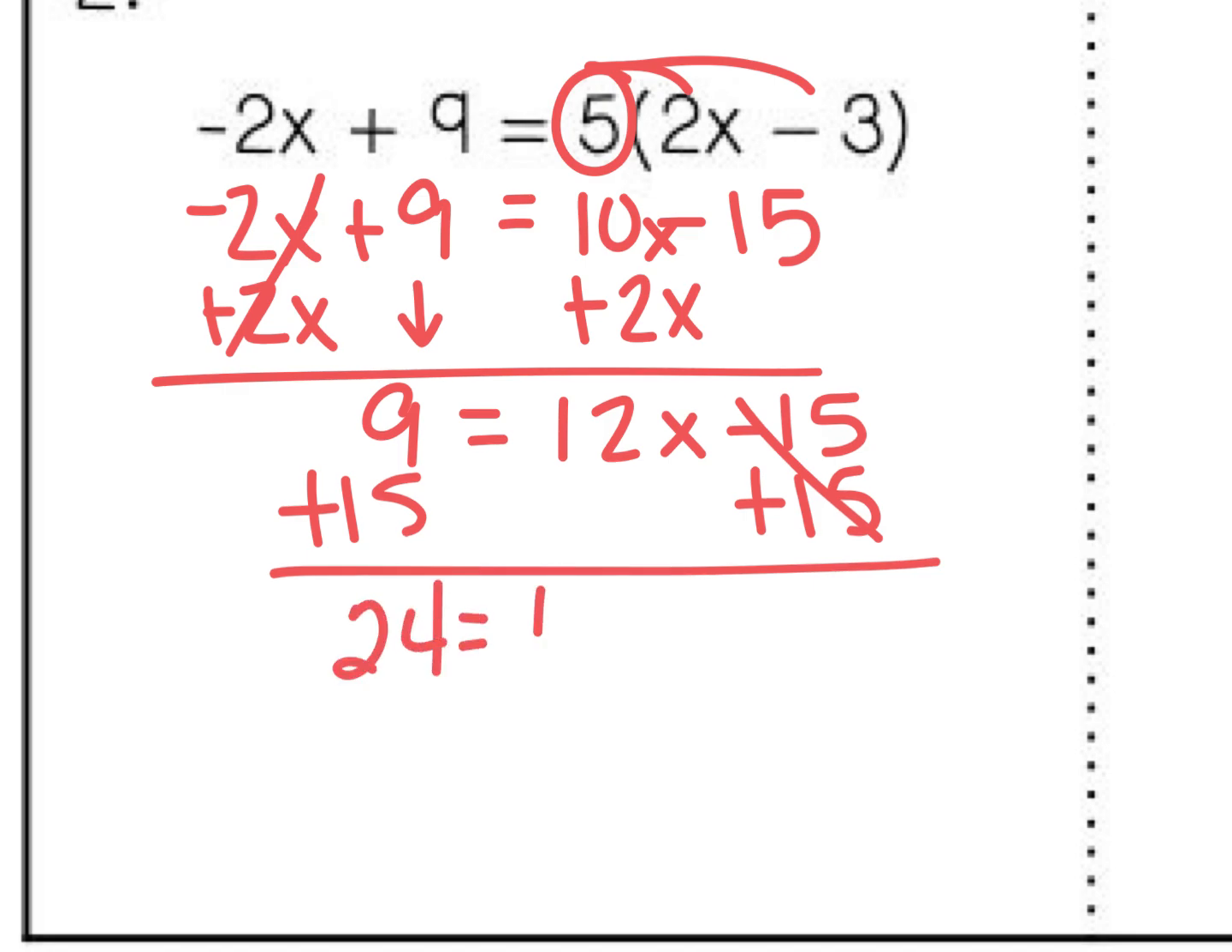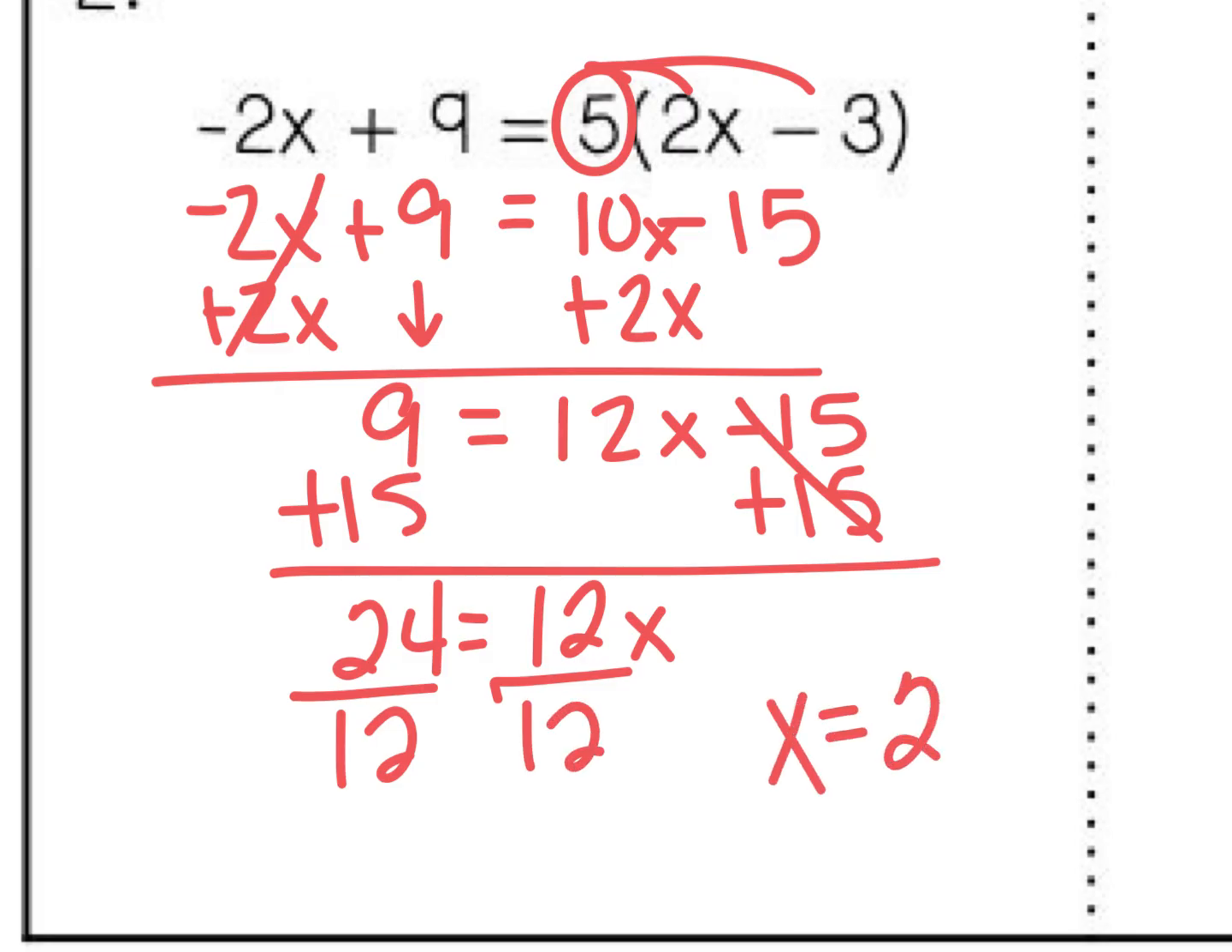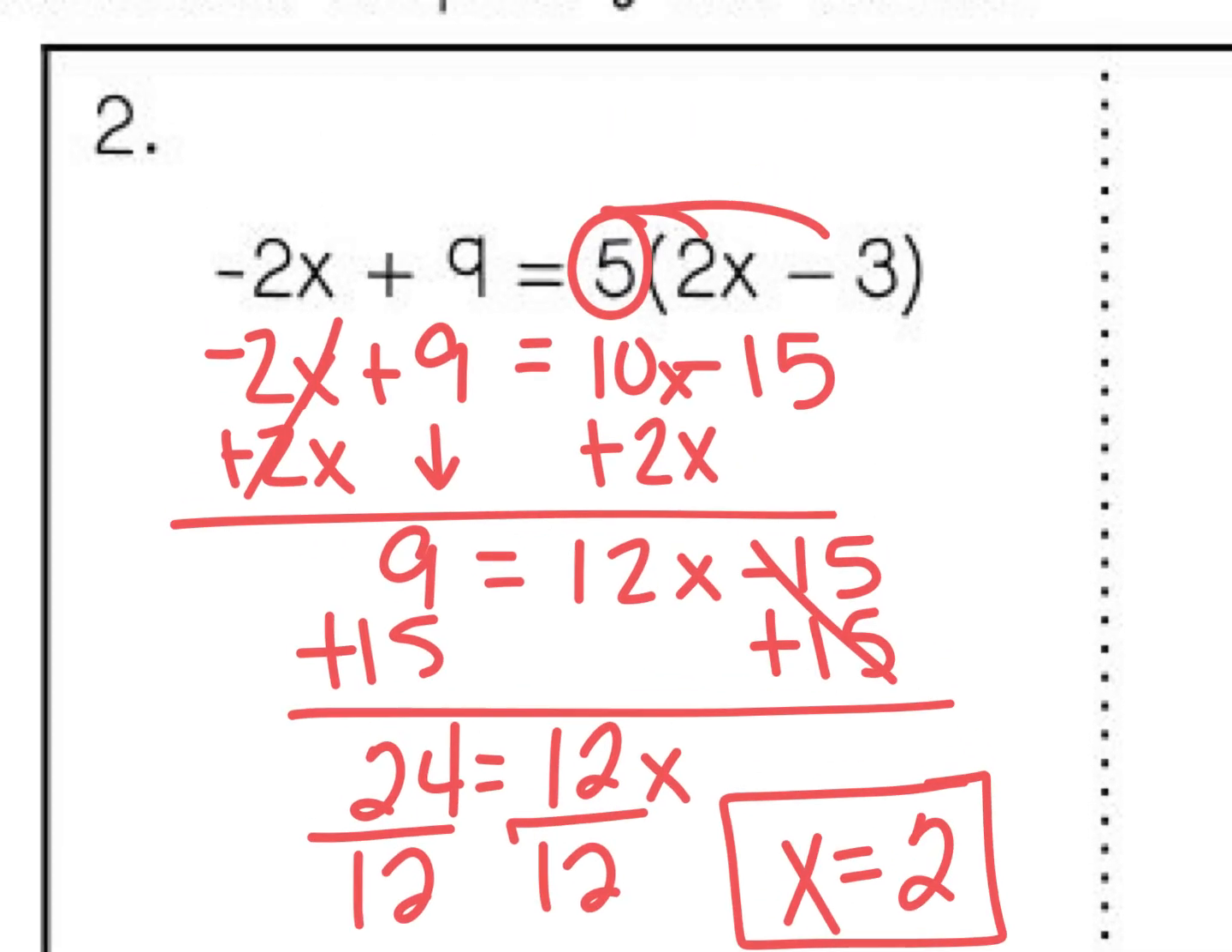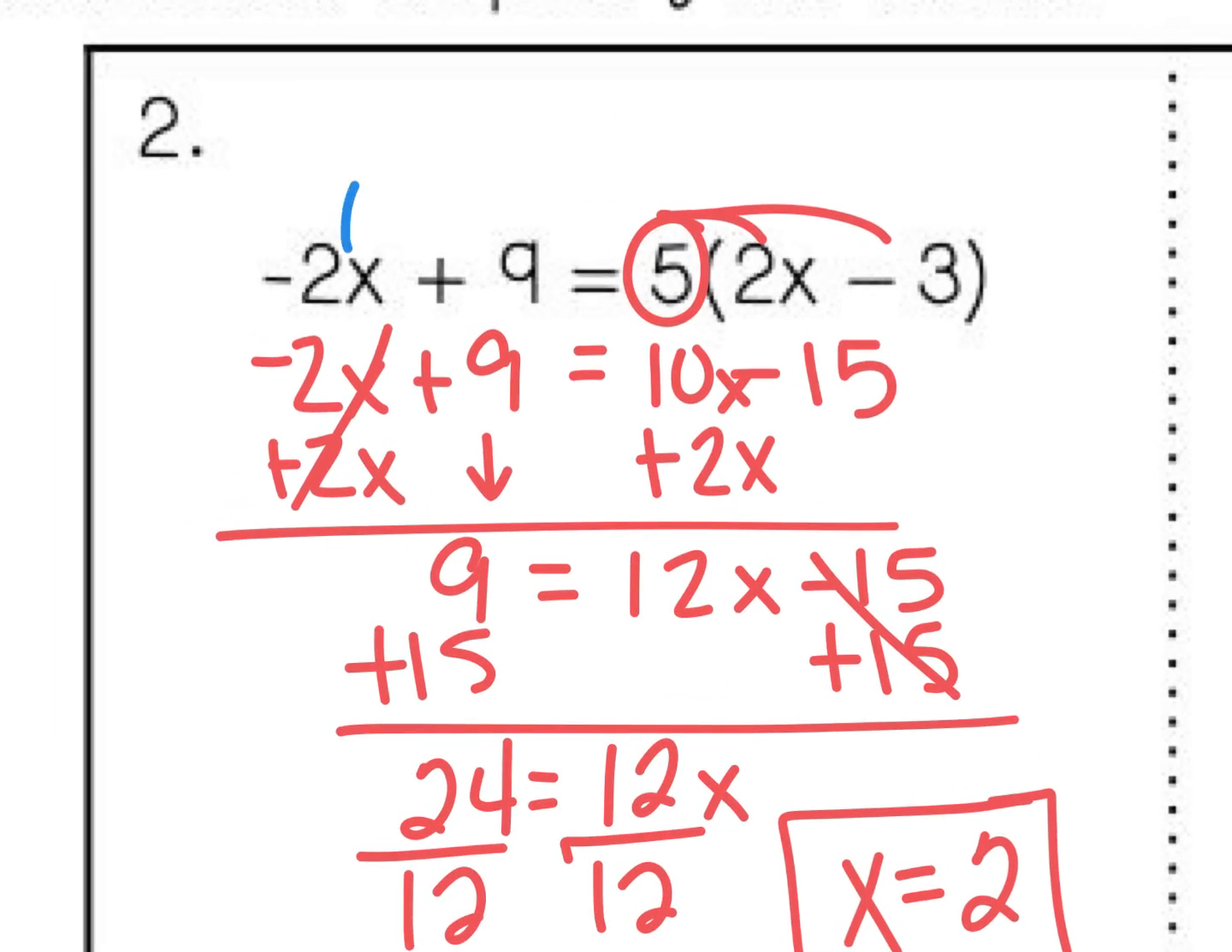24 equals 12x. How do you undo the coefficient? Divide by 12. X equals 2. Are we done? No, you got to check it. Okay? If you don't want to rewrite this whole thing for a check, because we do have space in this box, you can come up here. You can say, I got to put the 2 there, and I got to put the 2 there, and then you can plug it into your calculator. Okay?